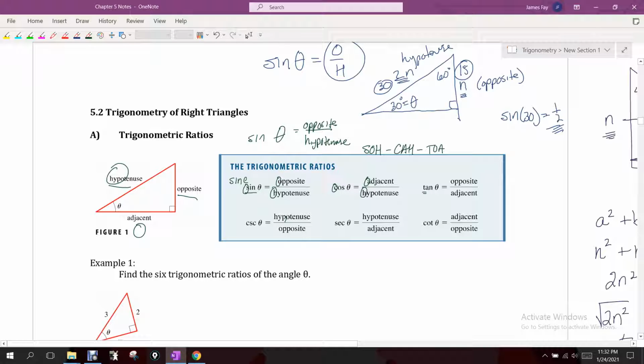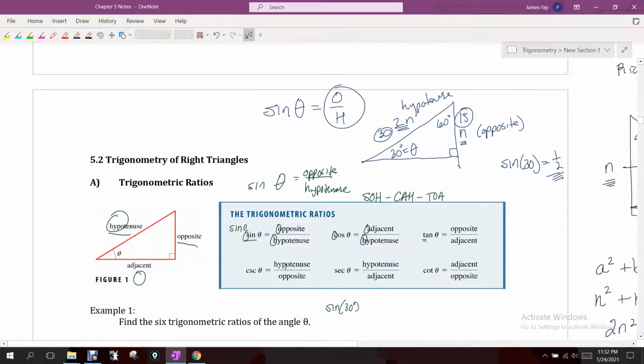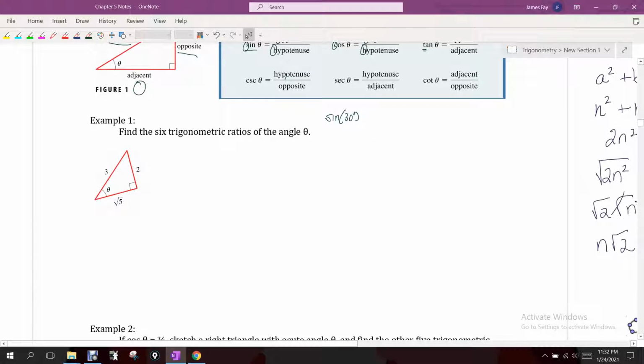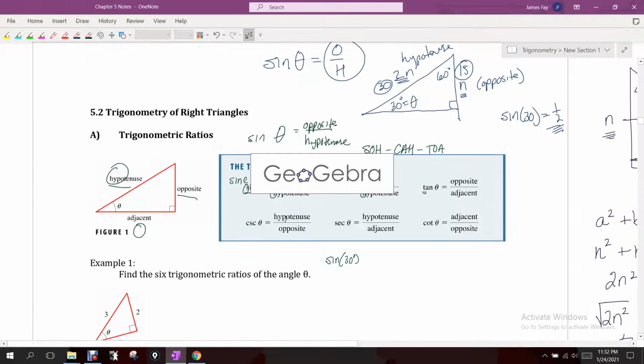Basically what this means is, no matter what, as long as I've got a triangle, let's say I have a triangle that has a 30-degree angle in it. I'm going to try to demonstrate this with a GeoGebra. You've seen this GeoGebra before. I made this several years ago to explain the concept when we were in geometry.